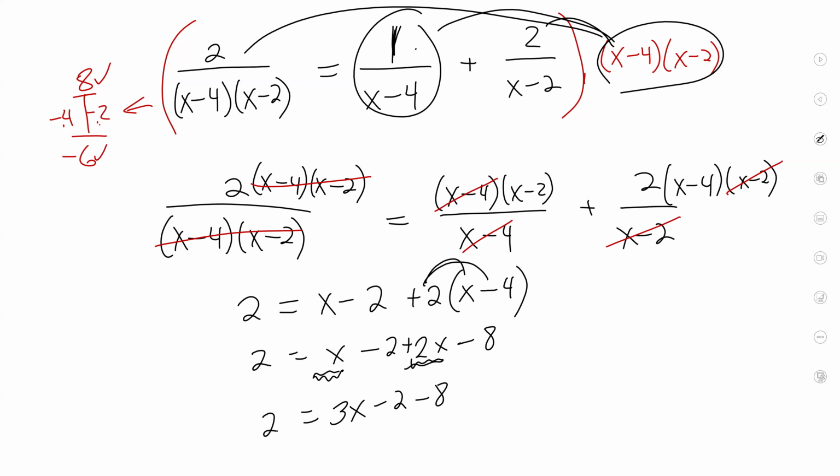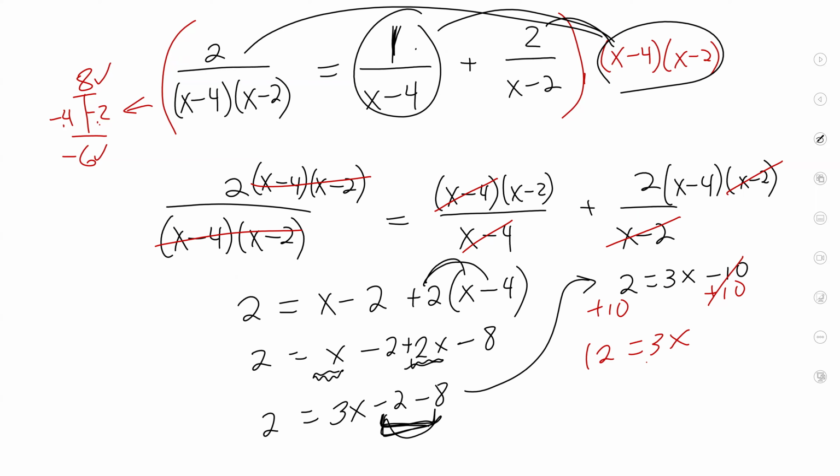Okay, I'm going to bring this up here. What's -2 and -8? Good, I'm going to bring it up here. This will be 2 equals 3x. These two together are -10. Now I'm going to solve. Add 10 to both sides. 2 plus 10 is 12. Divide both sides by 3. You get x is 4.